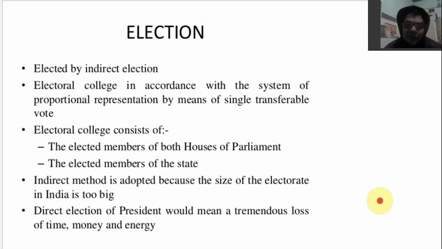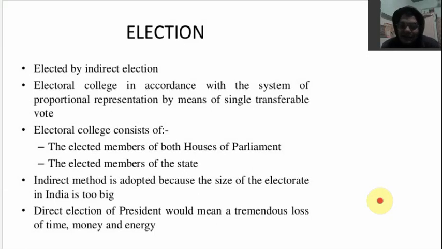Next, the indirect method is adopted because the size of the electorate in India is too big. And one more thing you have to understand: we elect our MPs and then the MPs choose the prime minister. In the same way, if everyone was given the voting power to choose the president, don't you think that will bring a conflicting situation? The president would also represent the nation because he's elected directly, and the prime minister will say, no, I am also elected by the people. In that case it will become very difficult to run the government.